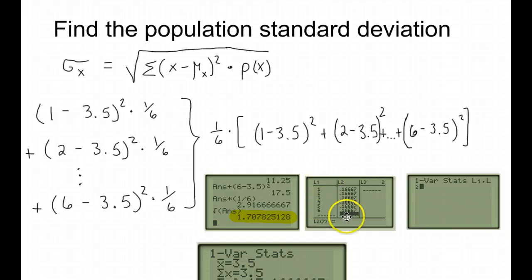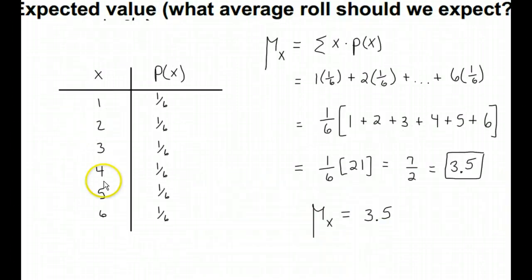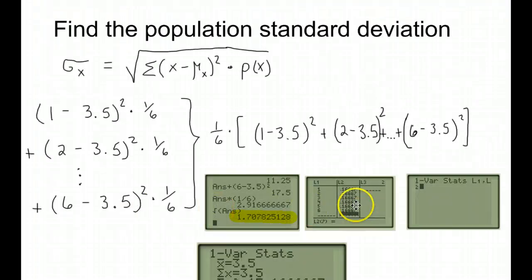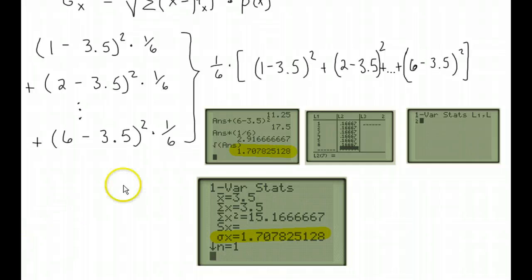But just remember, we had a shortcut method to do this with your calculator. List 1, put your x's that we did here. List 2, put your probabilities. 1/6 as a fraction is 0.16 repeating. And then remember, you do one var stats, L1 comma L2, and that'll give you the same mean.